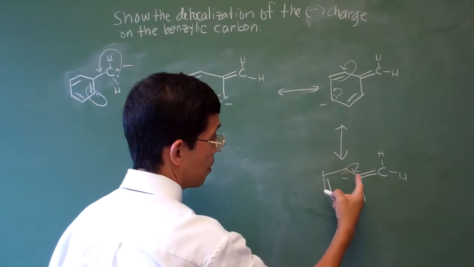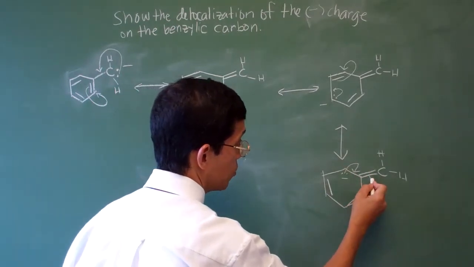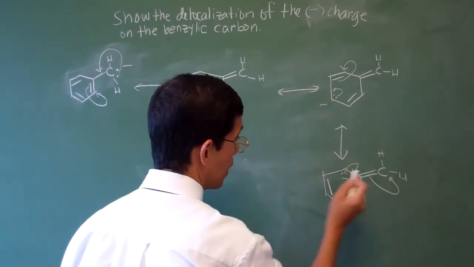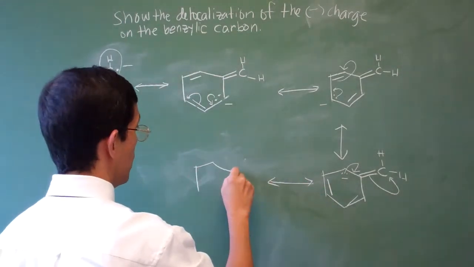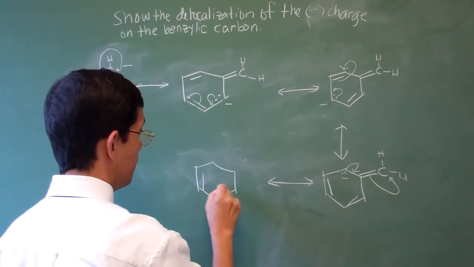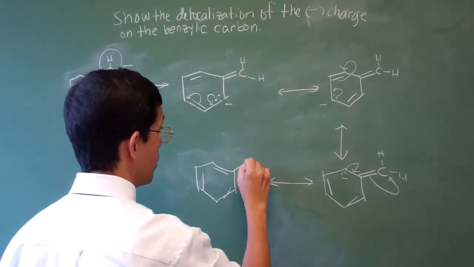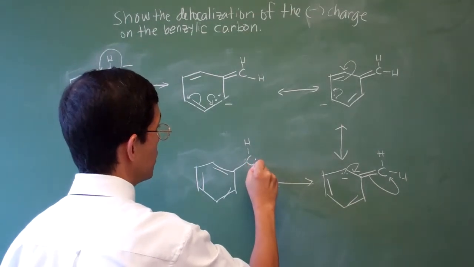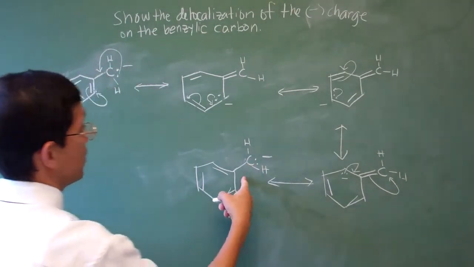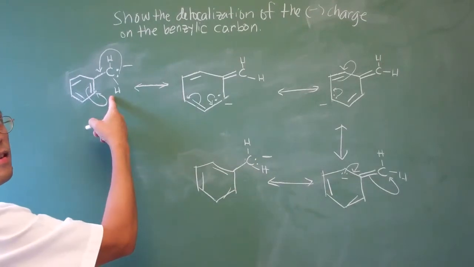Alright, next, that lone pair could form another bond between that carbon and that carbon. That has to go to that carbon as a lone pair. And so finally you form your next resonance form. So now the lone pair goes back to the benzylic carbon. So that structure is the same as that structure.